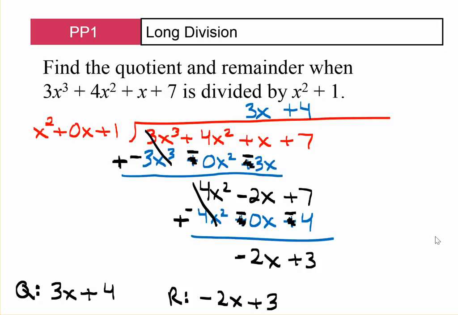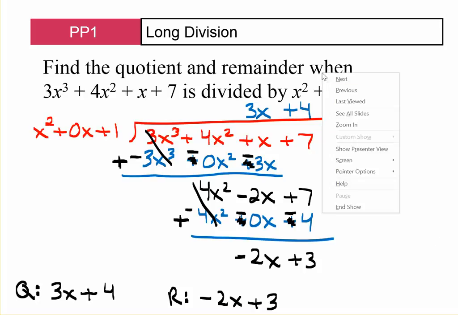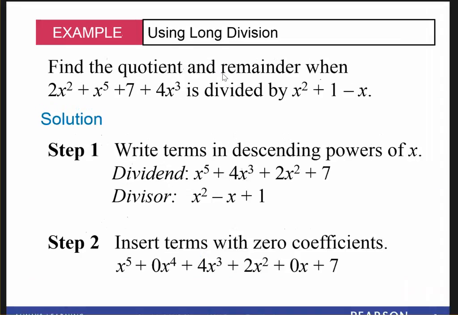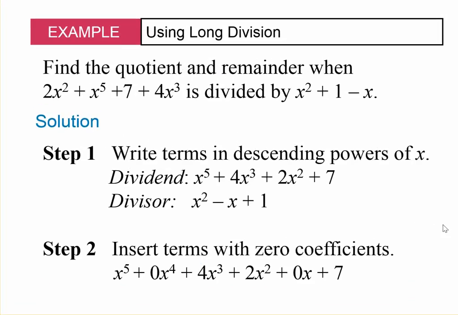Okay, I want you guys to try this yourself here. This is going to be a little tiny bit more complicated. I gave you a little clue here. Let's find the quotient and remainder when 2x^5 + 7 + 4x^3 is divided by x^2 + 1 - 2.